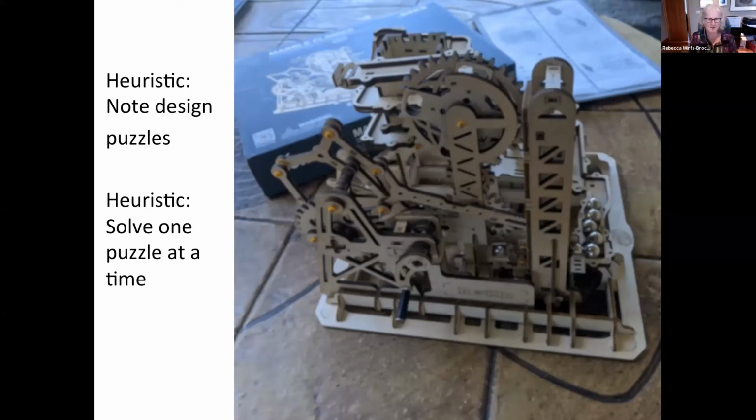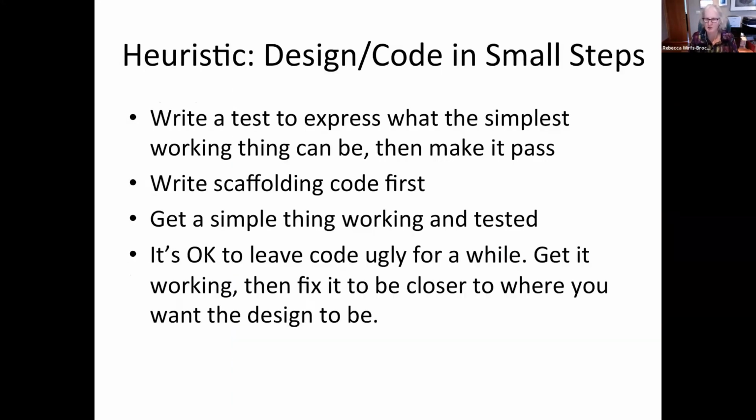So they generally coded small steps, writing tests, writing scaffolding code first, getting the simple thing working and tested. But it was also a heuristic that the team bought into. It was okay to leave code ugly for a while, get it working, then fix it to be closer to where you want the design to be. And they would go back and fix it.